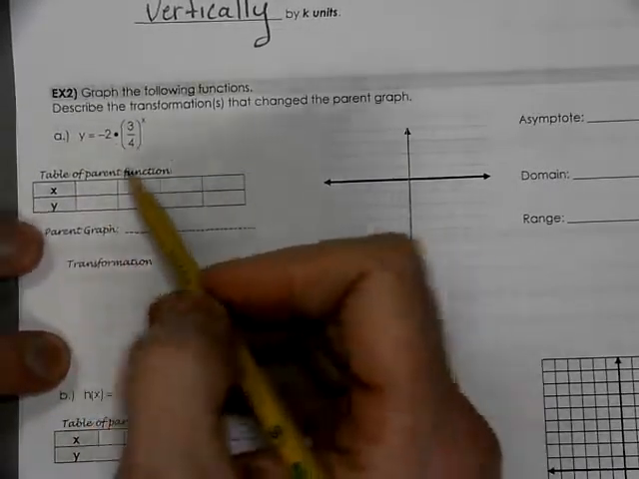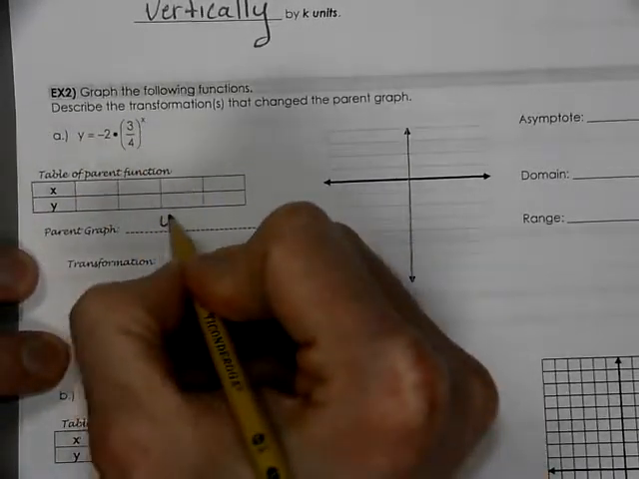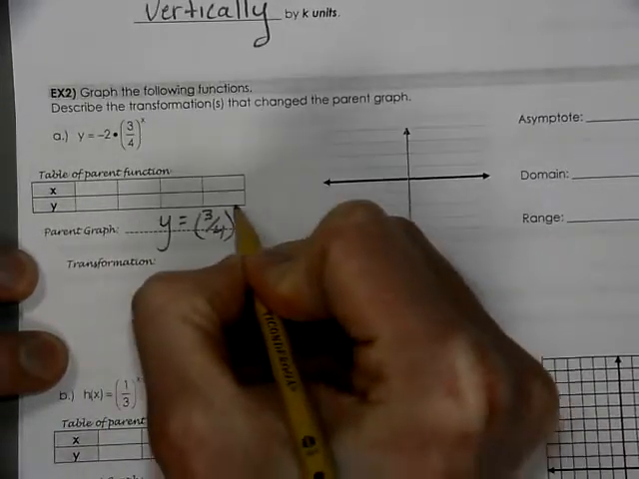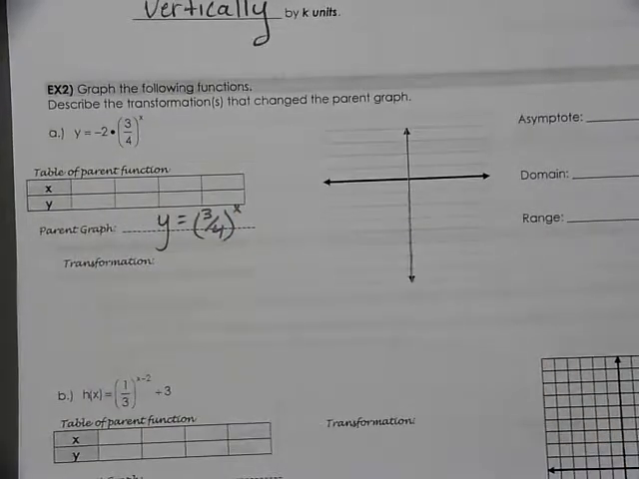So we'll try this one. We'll start out with a parent function. In this case, our parent function is (3/4)^x. And to do that, we're going to pick values of x that we can work with as we make the graph bigger and bigger.